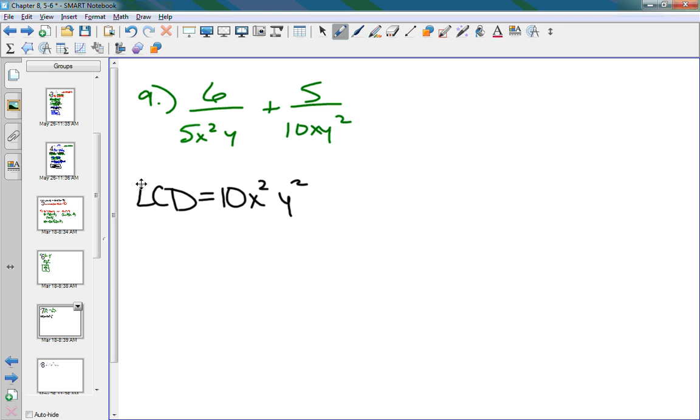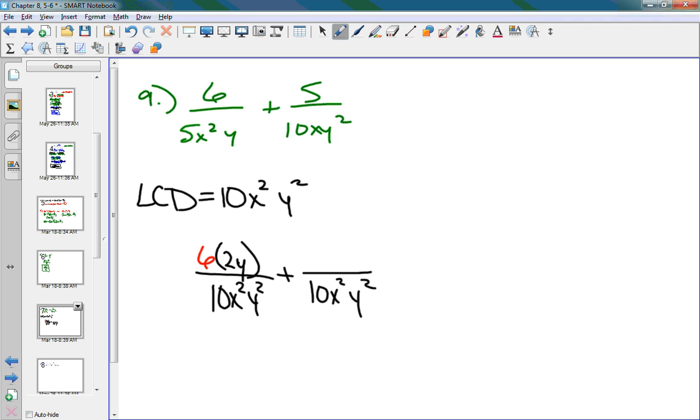Yes. So I need to make it so that these two kiddos like each other. Well, the only way we can prove that they like each other is by having each one of them have the same denominator. So what did I do to 5 to get 10? I multiplied it by 2, and then what else? What did I do to x squared to get x squared? Nothing. What did I do to y to get y squared? I multiplied by y. So what I'm actually multiplying by is 2y. Do we understand that? Yeah.